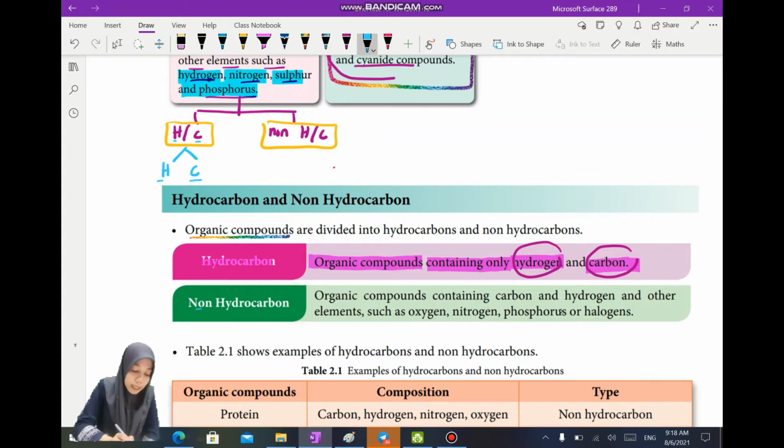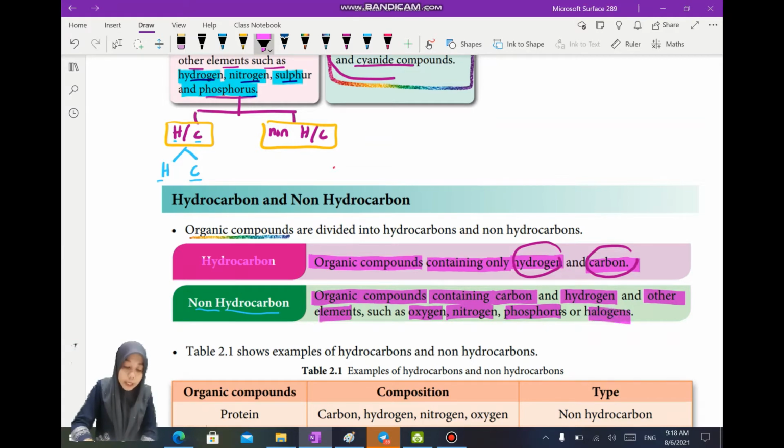For the non-hydrocarbon, organic compound containing carbon, hydrogen, and other elements such as oxygen, nitrogen, phosphorus, or halogen. Dia mengandungi hydrogen and carbon, but it also has other elements. Dan dia juga mengandungi unsur-unsur lain.